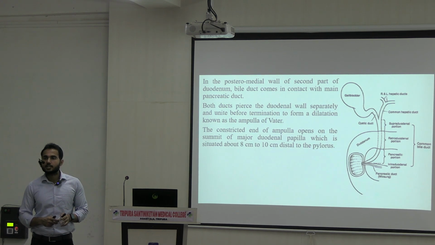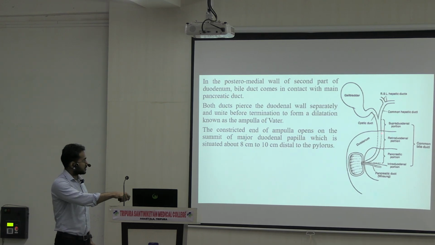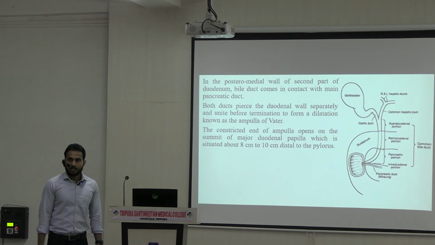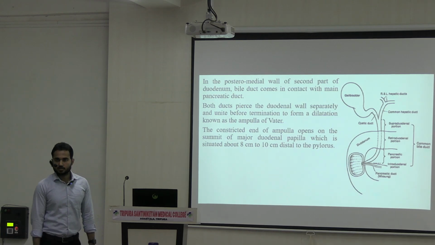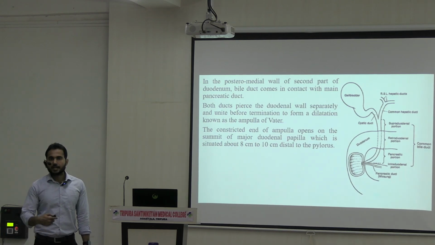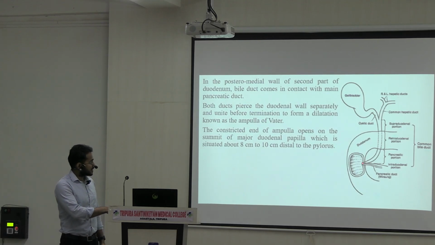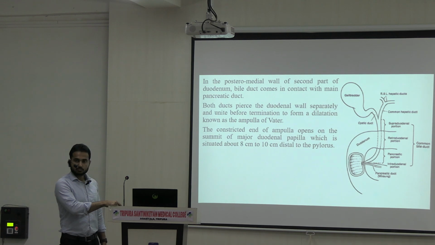How many parts are there in the duodenum? 4 parts are there. So, this is the first part of the duodenum. You can see it is descending behind the first part of the duodenum. After that, here the pancreas is present, so it is going behind the head of the pancreas, and then it is turning towards the second part of the duodenum. So, this is the second part of the duodenum.